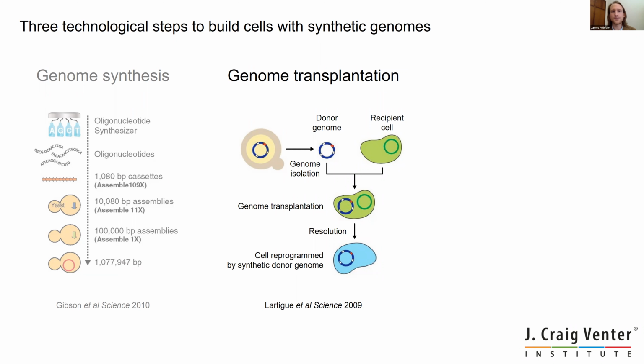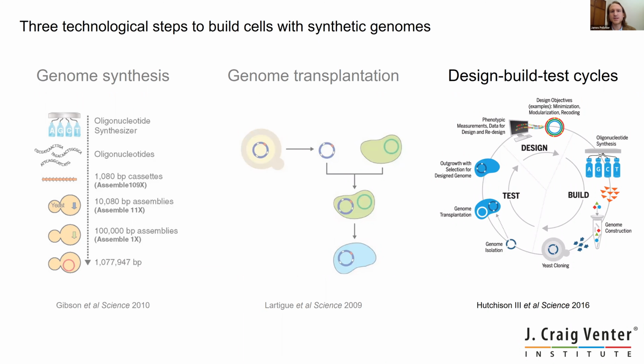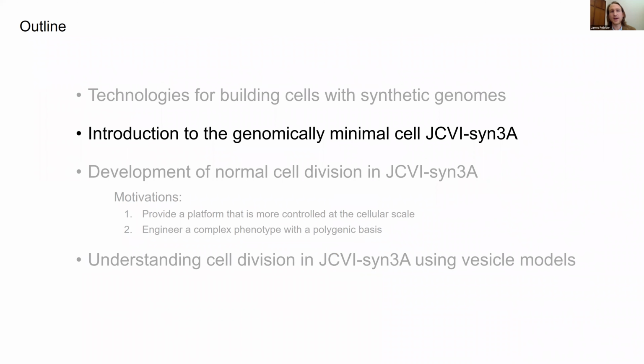So in this way, a donor genome can reprogram the recipient cell, resulting in a cell that is encoded by that donor genome. And then these previous technologies can be integrated into design build test cycles in which genome synthesis and genome transplantation is used to generate cells. And these design build test cycles were used to eliminate non-essential genes and iteratively decrease the genome size, resulting in a cell that had predominantly essential genes. So with that, I'll describe development of this genomically minimal cell, JCVI Syn3A.